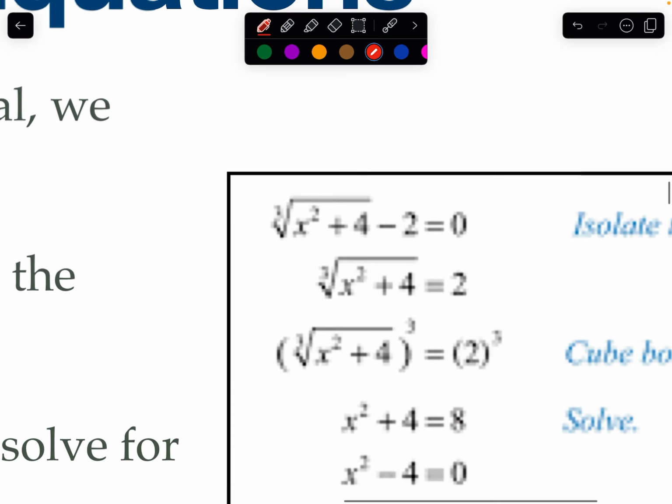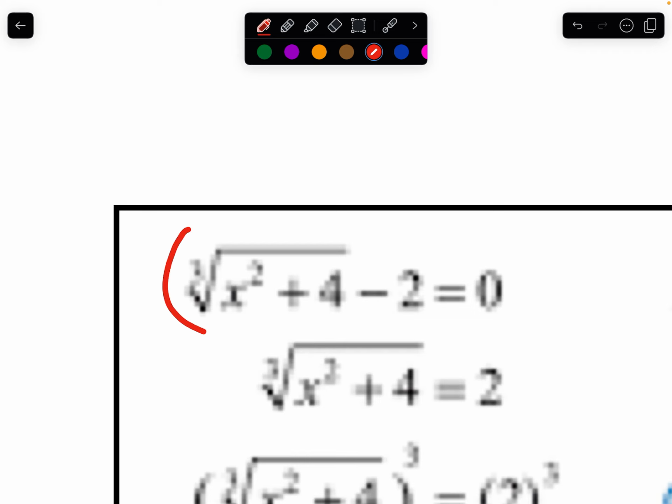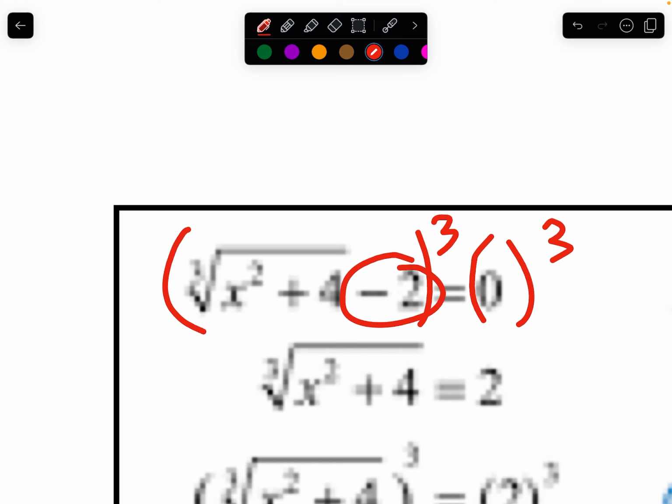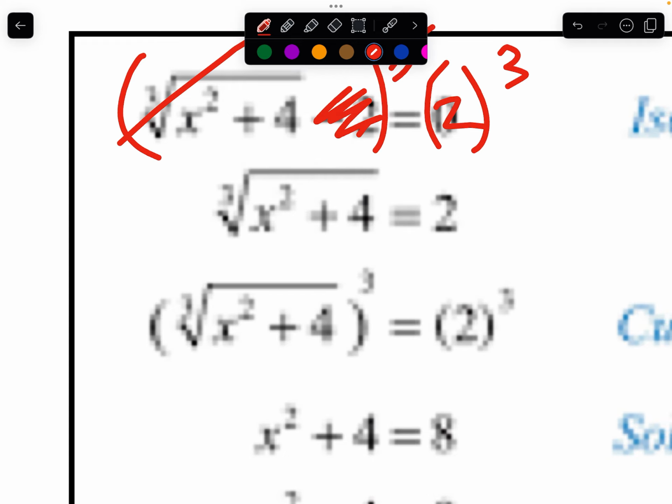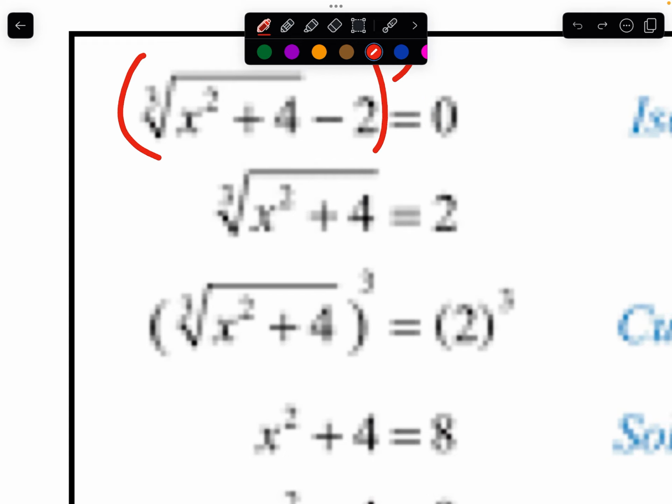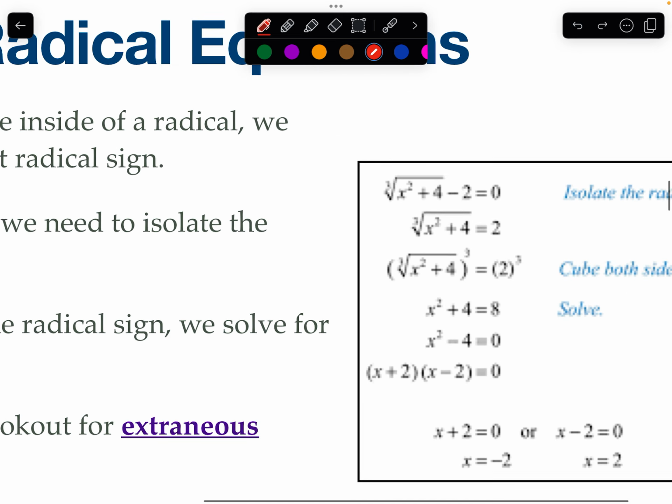For instance, in this example, if a person tried canceling out this cubed root by cubing both sides right away, that will make a huge mess because of this minus 2. With that being there, we'd actually have to multiply this out 3 times. But if we can make that go away and bring it over here, like this person did, then that cube root is just going to cancel with that cubing exponent, and we'll have just that x squared plus 4 left. So we really do want to isolate the radical before we do anything to cancel that radical out.